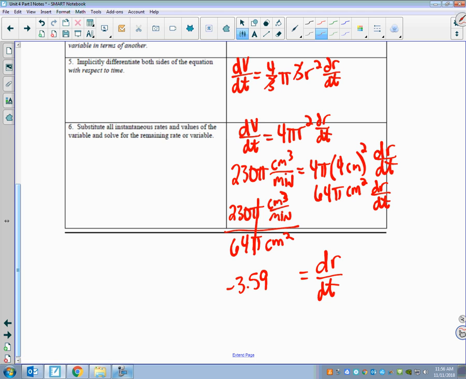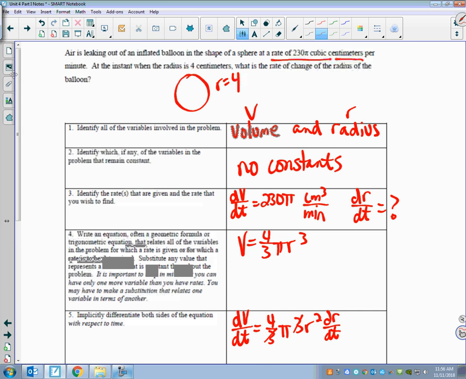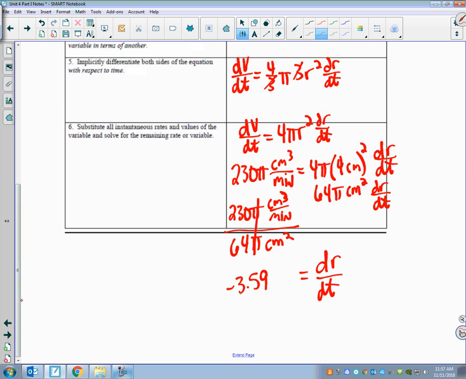Why is it negative? Oh my gosh, okay, I have to go back. Oh, it's leaking out. Okay, so this is really important. I just wrote 230 pi, but since it's leaking out, that rate would be negative, right? Oh, I about got the wrong answer here. Leaking out would be -230. So that's where you get -3.954. And if we're talking about the units here, these would cancel out with 2 of these, and it should make sense that my radius is just in centimeters per minute.